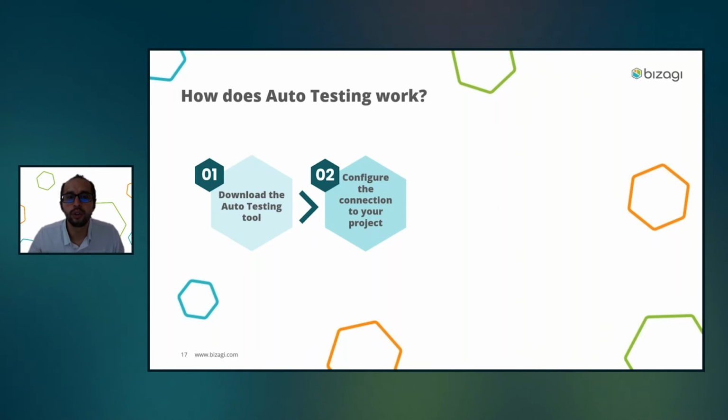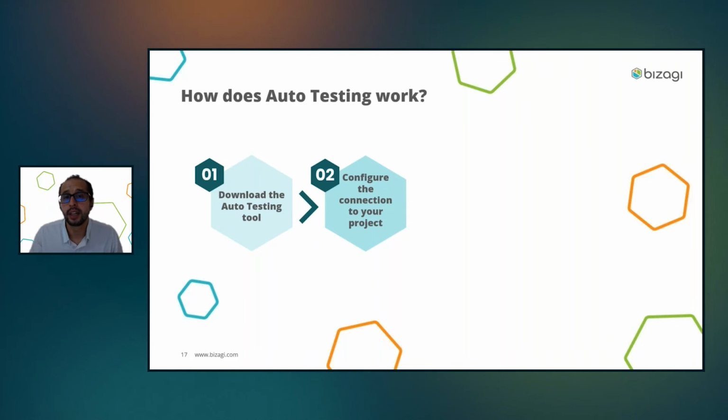The second step of using the auto testing tool is that it will let you connect to your project. So you have the auto testing tool and you need to do some configurations in order to connect it with the project that you want to run, right? Something really important about the Bizagi auto testing tool is that it can be used in the development environment and also in the testing environment. It's not available for production, of course, right?